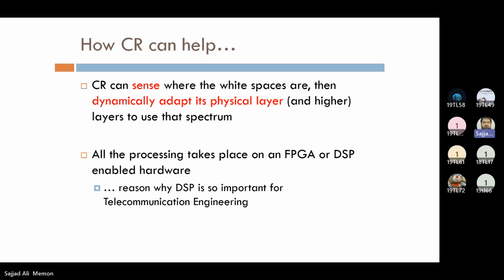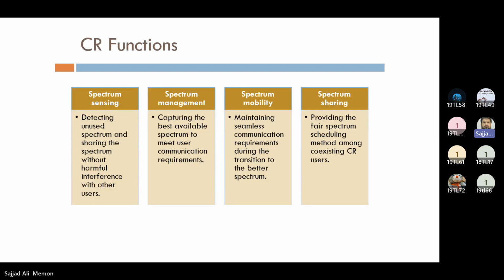So cognitive radio should be able to adjust to the environment of that particular network or system from where it is taking those white spaces. So all the processing takes place on the FPGA or DSP enabled hardware. That is the reason why DSP is so important for telecommunication engineering.